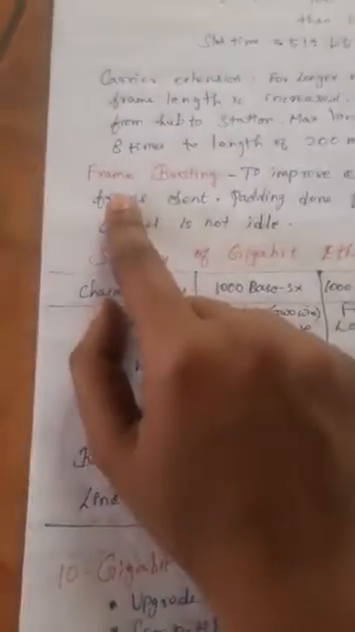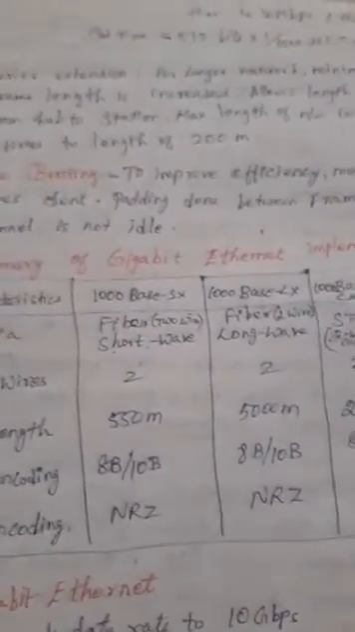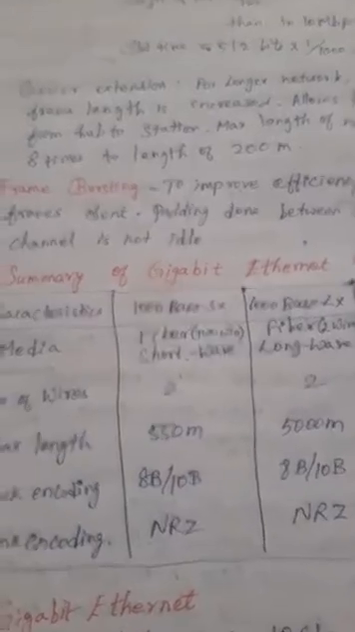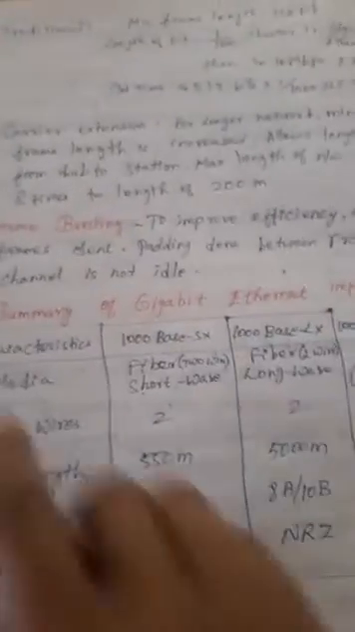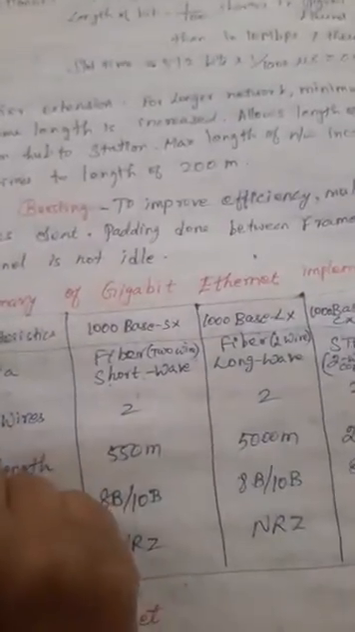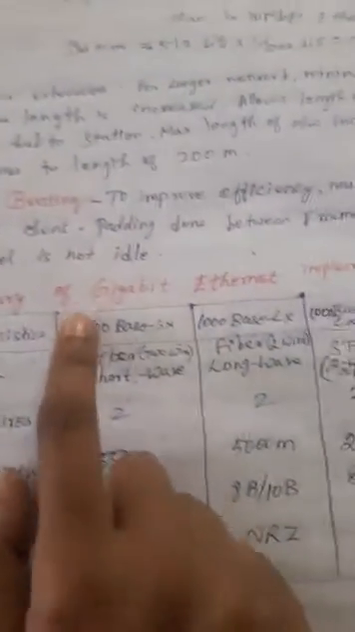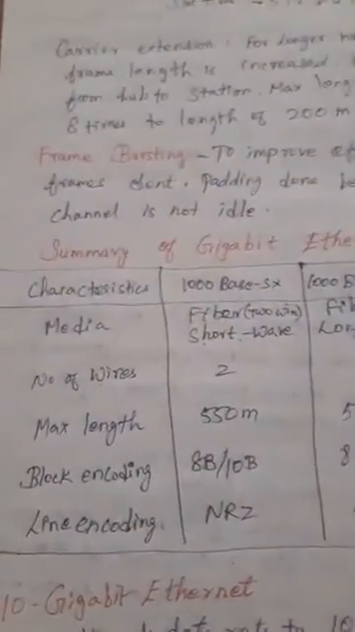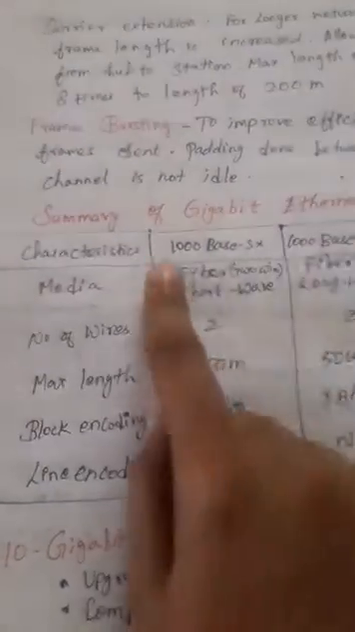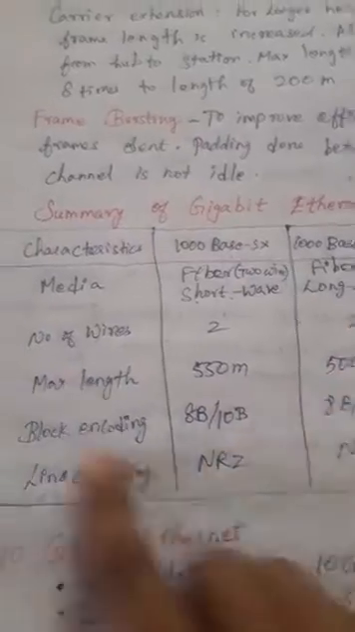Then another important concept is frame bursting. Frame bursting is used to improve efficiency. In order to improve efficiency, we need to send multiple frames. Even though the channel is not idle, the frames are padded. So padding is done for the frames. That is called frame bursting, to avoid collision. So this is the summary of Gigabit Ethernet.